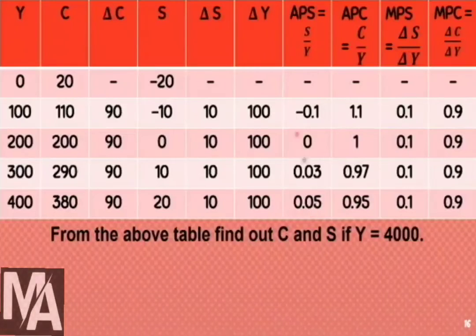So as you can see, our average propensity to save is slowly moving from negative towards a positive area. Our savings is slowly increasing.